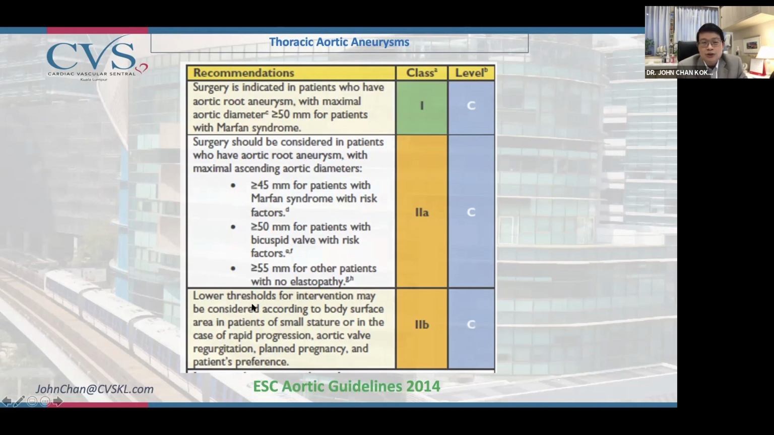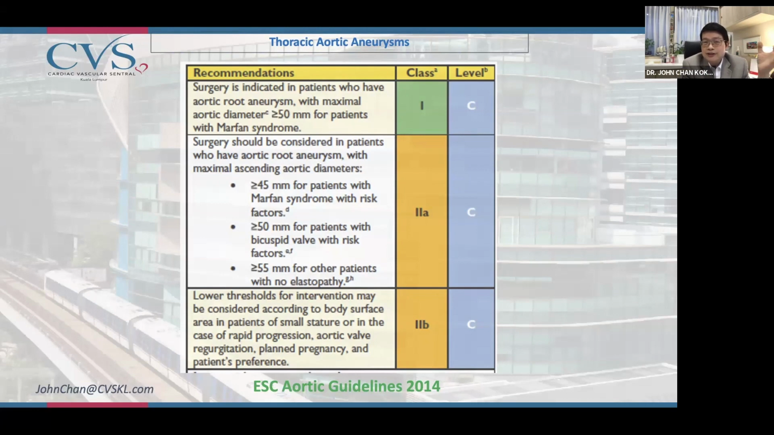So lower thresholds for intervention may be considered according to the body surface area of the patient as well, and the progression of the aortic aneurysm and other conditions. If, for example, the patient is planning a pregnancy, pregnancy puts the patient at risk of aortic dissection if they already have an aneurysm.